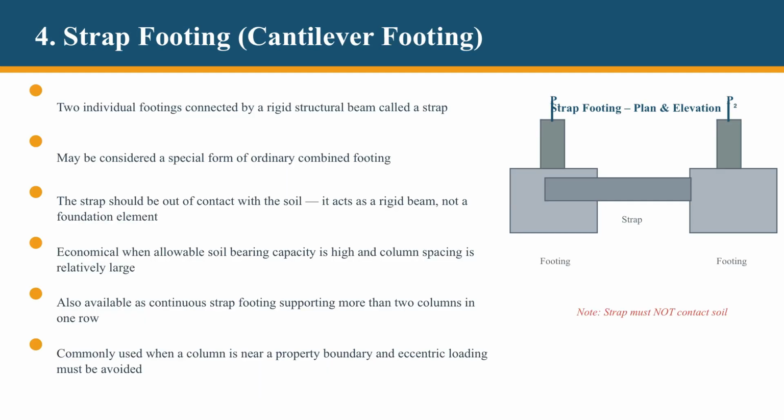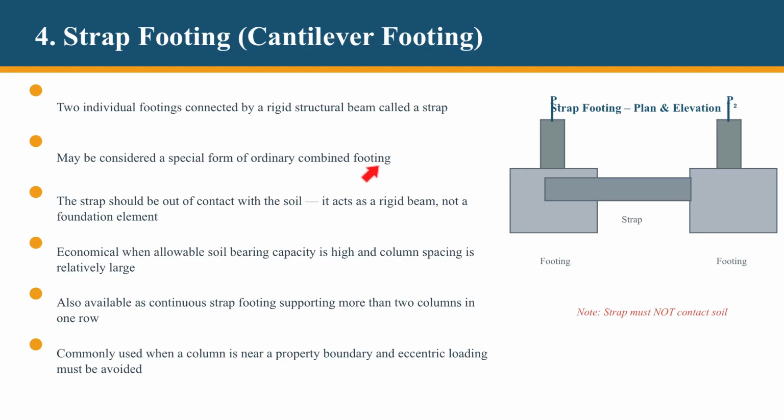The next type of footing is the strap footing, also known as a cantilever footing. Here you can see that the loads of two different columns are subjected to the footings, and these two footings are connected to each other. This connection between the two footings is known as a strap. This is actually a rigid structural beam that is transferring load from one footing to the other. And yes, this is a special form of combined footing itself.